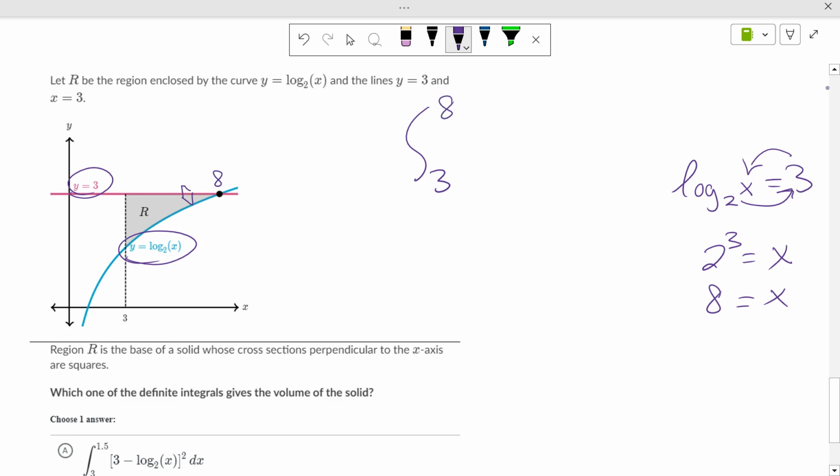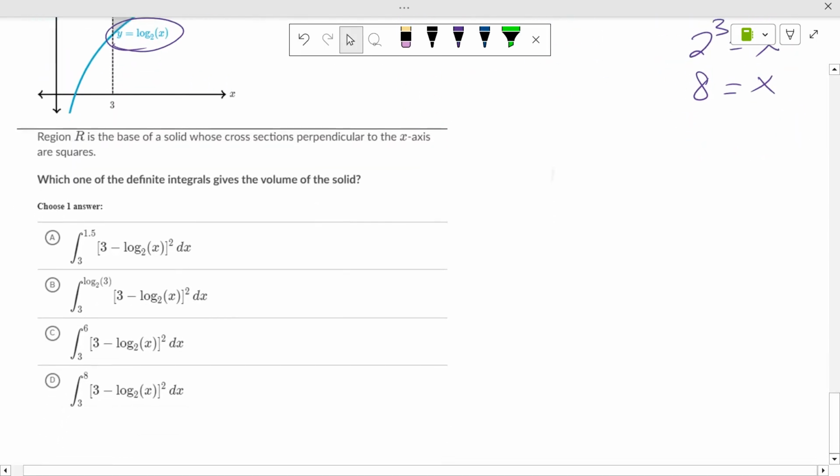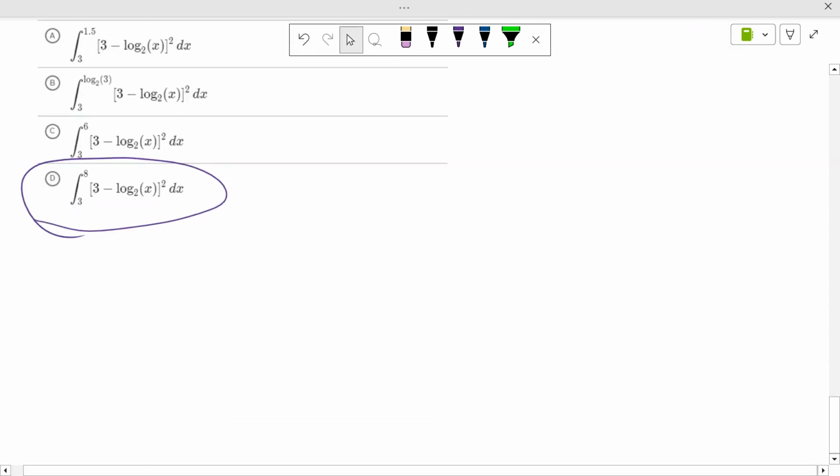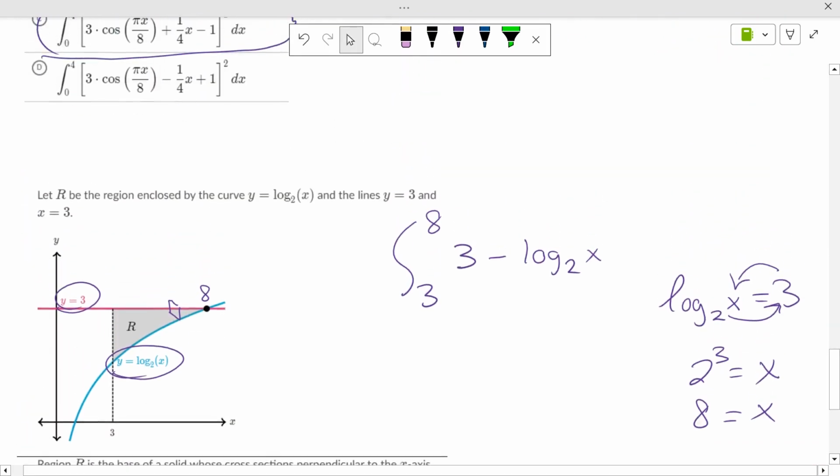So it's going to go from 3 to 8 of the top 3 minus the bottom log base 2 of x. From 3 to 8, 3 minus log base 2 of x, and you're squaring it because it's a square. So that's rectangles and squares.